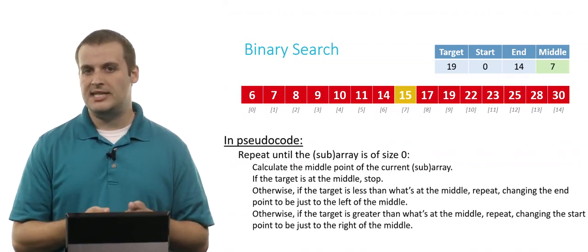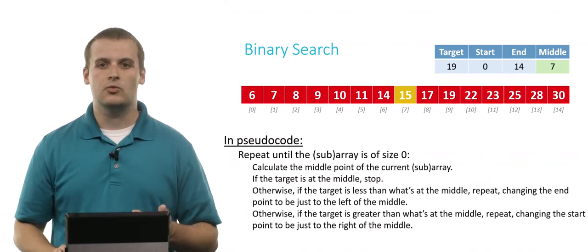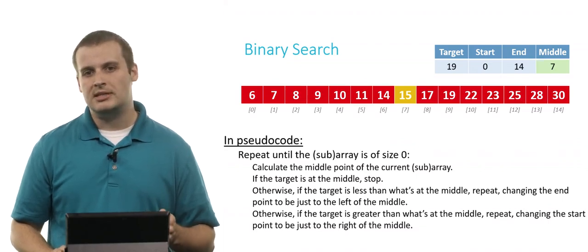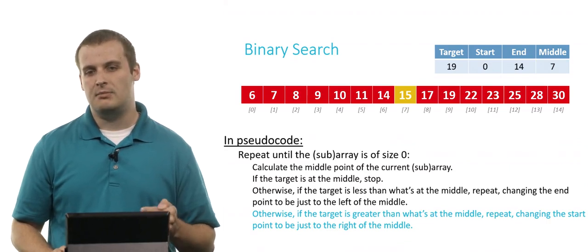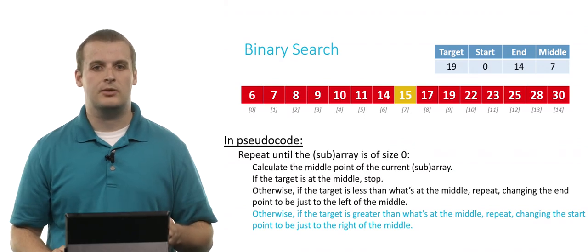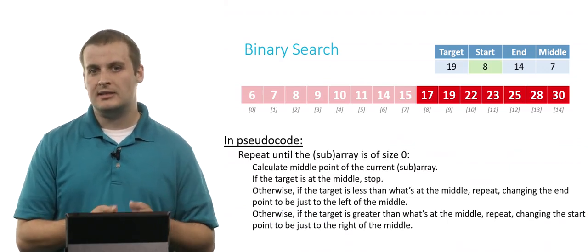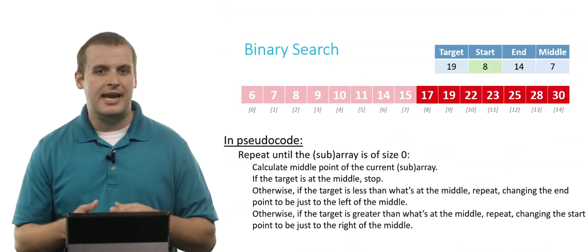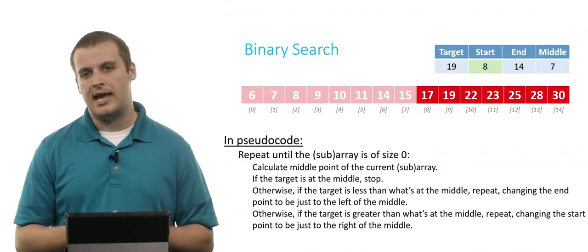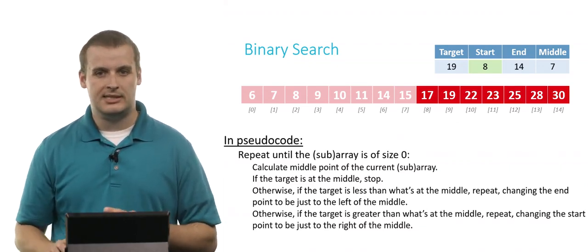So is 15 what we're looking for? No, it's not. We're looking for 19. But we know that 19 is greater than what we found at the middle. So what we can do is change the start point to be just to the right of the midpoint and repeat the process again. And when we do that, we now say the new start point is array location 8. What we've effectively done is ignored everything to the left of 15. We've eliminated half of the problem. And now instead of having to search over 15 elements in our array, we only have to search over 7. So 8 is the new start point. 14 is still the end point.